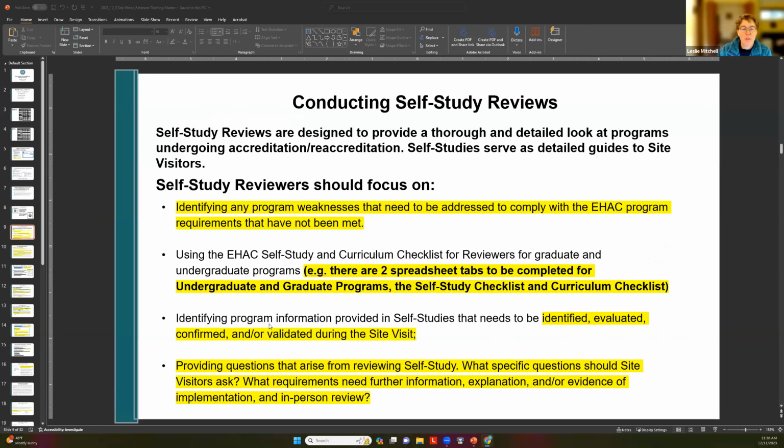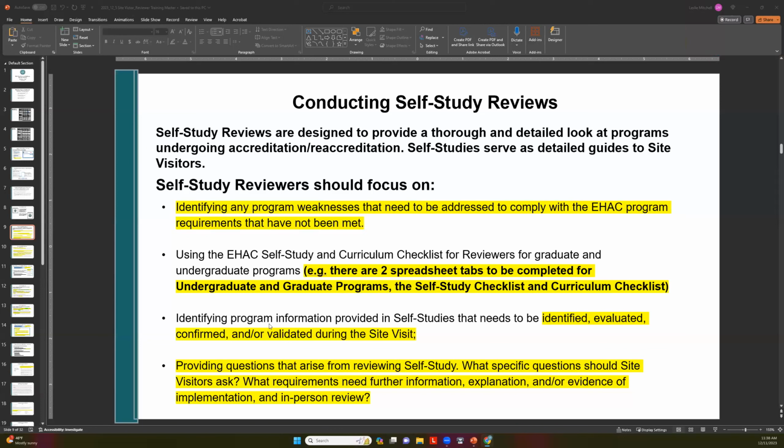Okay, for the self-study reviews, like I said, it's designed to provide a thorough and detailed look at the programs undergoing accreditation or reaccreditation, and they serve as detailed guides to the site visitors. So this is a key document to help the site visitors be aware of what questions need to be asked at the site visit. So identifying any program weaknesses that need to be addressed, using the EHAC self-study and curriculum checklist for reviewers for the graduate and undergraduate programs. Be aware that there are two tabs on the spreadsheet that each need to be filled out for the self-studies.